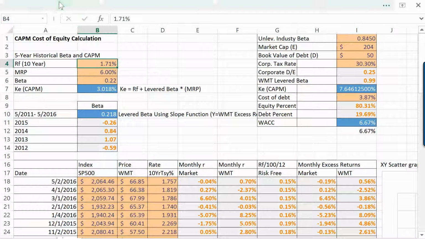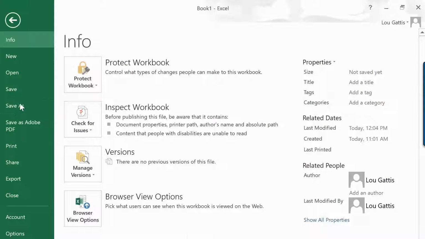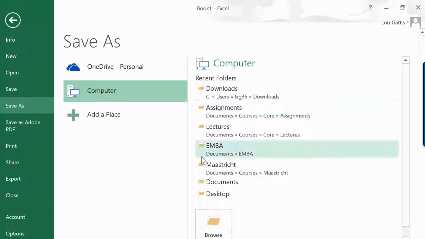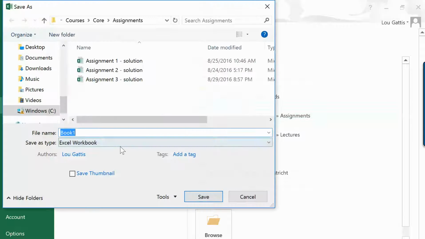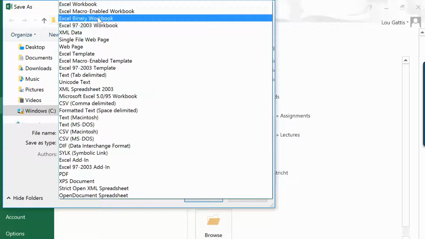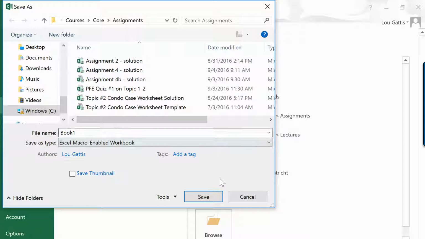Again, I'll exit out. I don't have to save that, but when I save this file, I'll just save it to an assignment. And I have to make sure I save it as a macro-enabled workbook, otherwise it'll delete the functions.